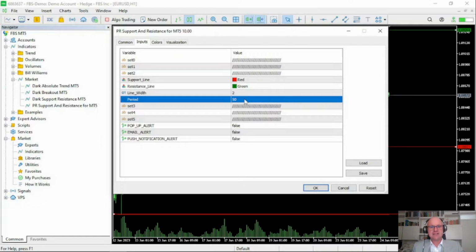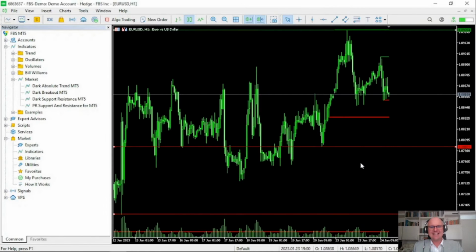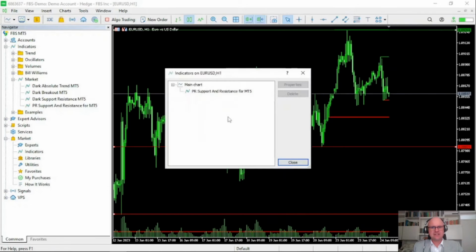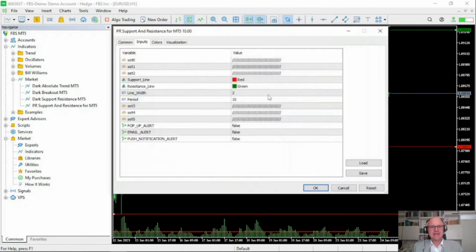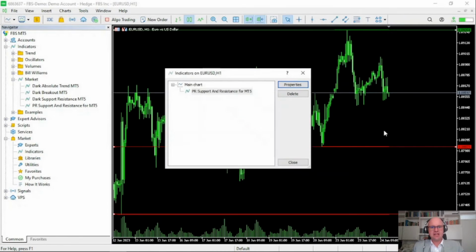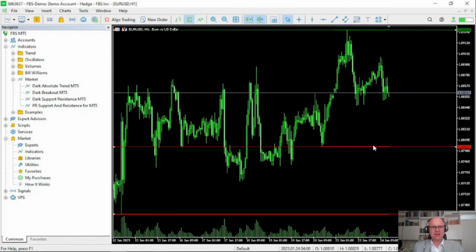Firstly, the period is the number of last candles that it looks at to determine the support and resistance levels. The indicator also offers you the option of a pop-up and email alerts. For example, if you decrease the quantity of candles that it looks at, you will find more support and resistance levels. However, these will be less accurate. For the moment, we are going to be using the indicator on its default with a period of 50.